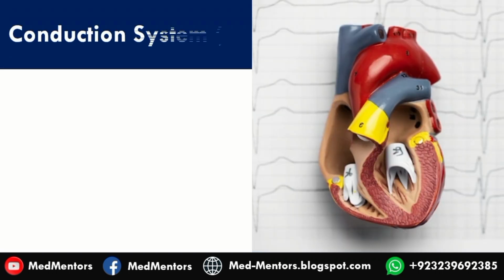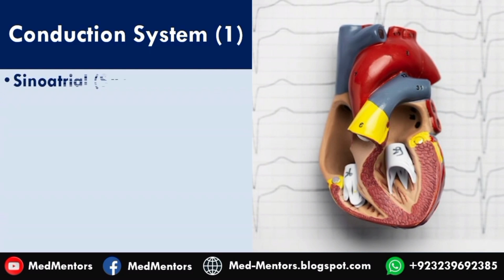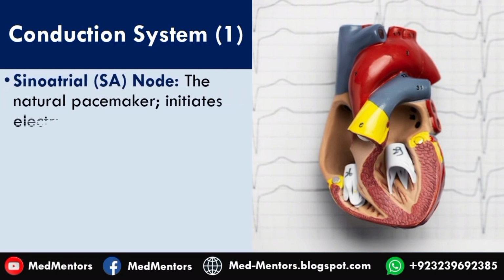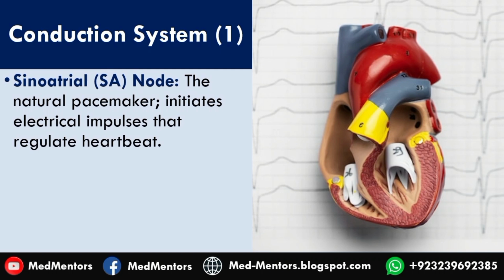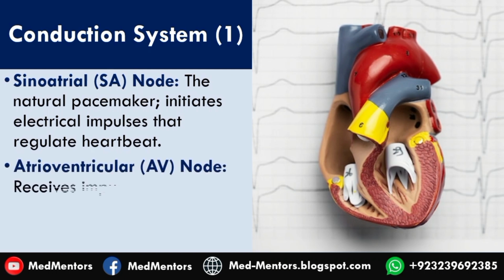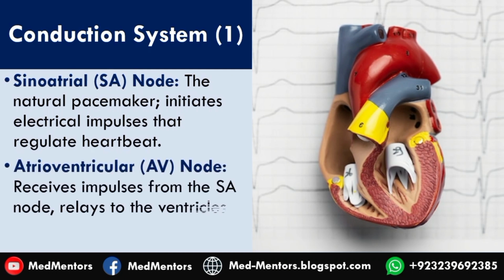Conduction system. The heart's conduction system is responsible for initiating and coordinating each heartbeat. Sinoatrial node or SA node, known as the natural pacemaker. The SA node generates electrical impulses that set the heart rate. Atrioventricular node or AV node. This node receives impulses from the SA node and relays them to the ventricles.